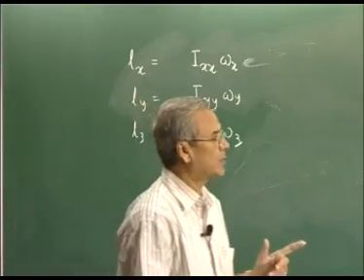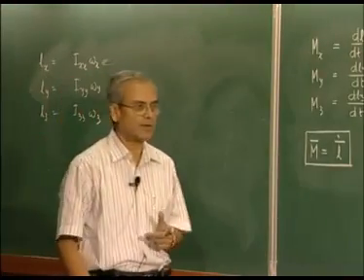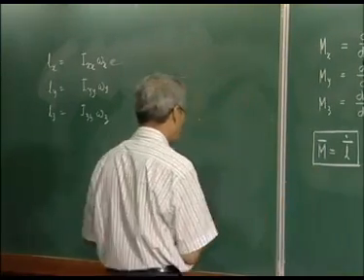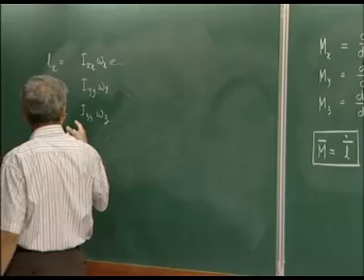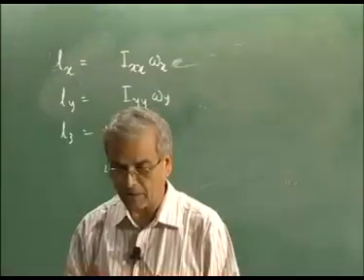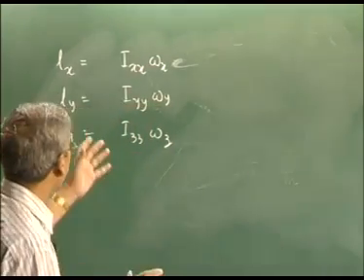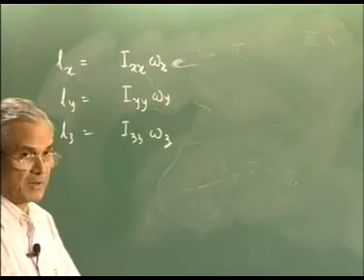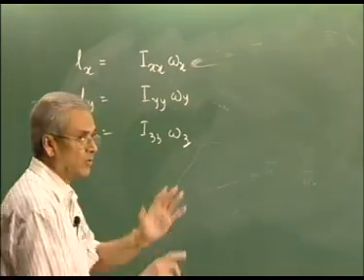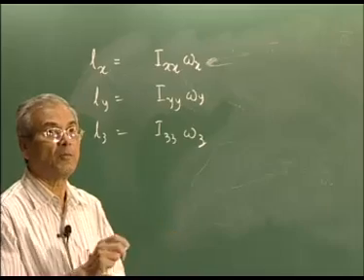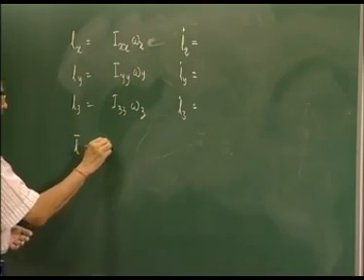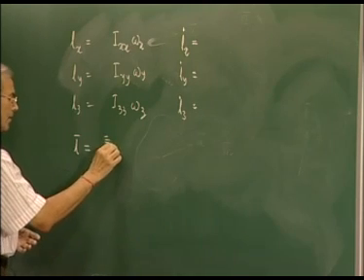Now, all the time you have to keep in mind that the small x y z system is rigidly attached to the rigid body under consideration. So, as far as the small x y z observer is concerned, no change in Ixx, Iyy, Izz can be seen. In other words, Ixx, Iyy, Izz do not change with time as seen from the small x y z system. So, L is equal to I times the omega vector.